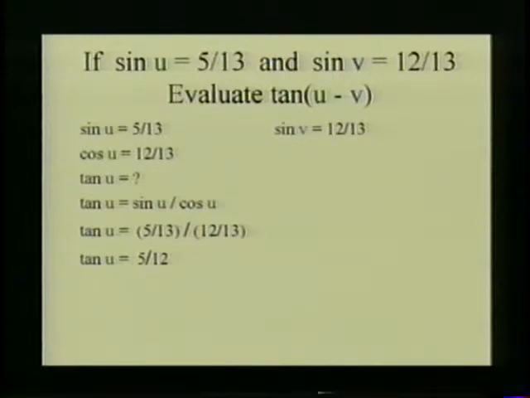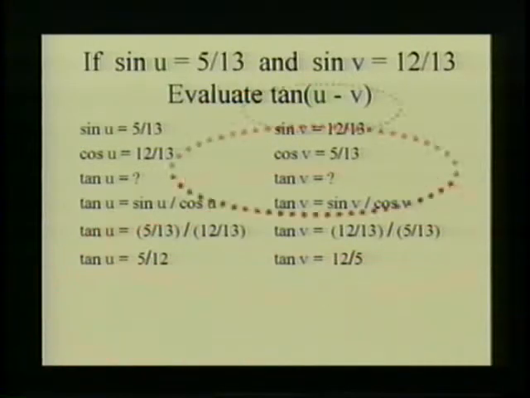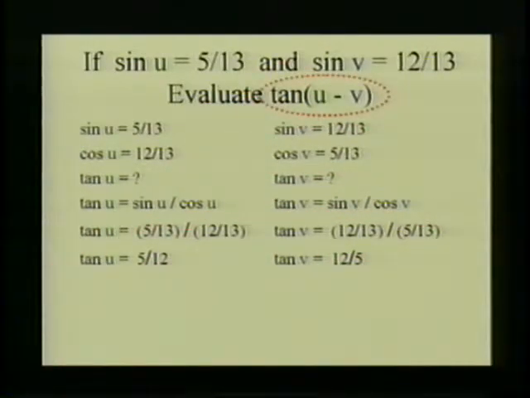The sine of v, I know, is 12/13, and I just figured out the cosine of v, so I can figure out the tan of v by doing sine over cosine. That'll be 12/13 over 5/13. I'm going to multiply top and bottom by 13, which I'm allowed to do with complex fractions, and get 12/5. So now I know the tan of u and the tan of v. What I want to figure out is the tan of u minus v.